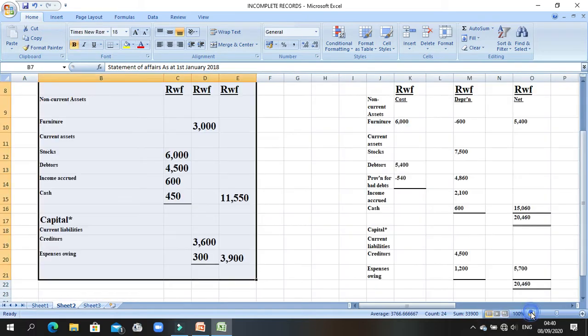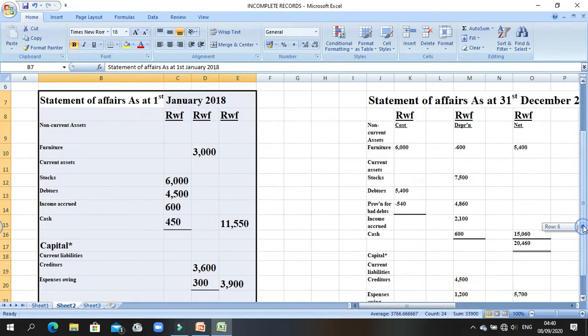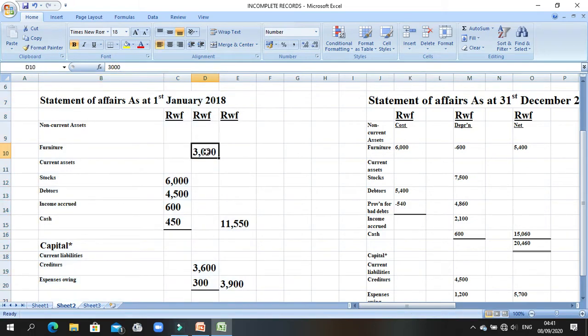So we have to draw this statement of affairs for the opening to get the opening capital. That means here we have non-current asset furniture, which is 3,000, and also we have current assets, which have stock, debtors, income accrued, and also cash, and you have to get the total, which is equal to like this.